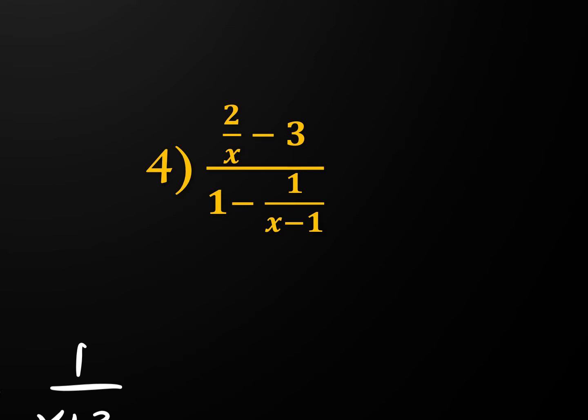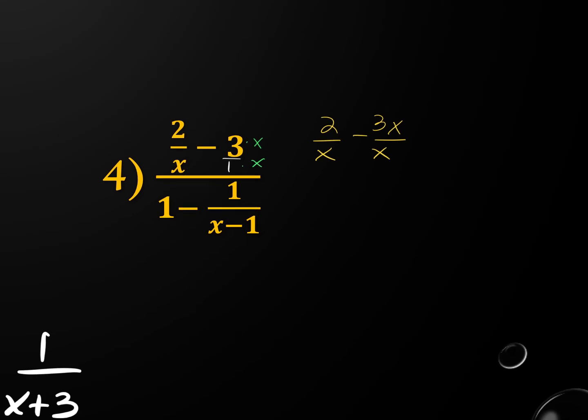All right, so for number 4, what we need to do is subtract the numerator, get our answer, subtract the denominator, get our answer, and then just do keep, change, flip. Turn it into a division problem. So what I'm going to do here is add a 1 underneath this 3, and my common denominator is going to be x. This fraction here is missing the x, so I have to multiply the top and the bottom by it. Now this fraction will become 2 over x minus 3x over x.